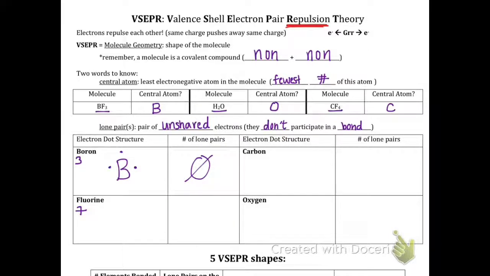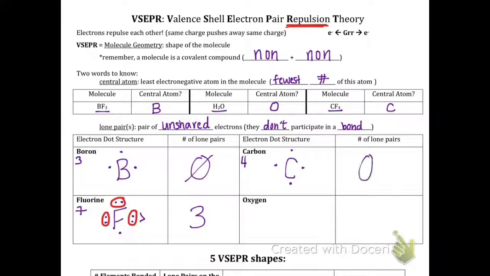So if I were to draw fluorine, it would be 1, 2, 3, 4, 5, 6, 7. Now if we look here, we can see that they have friends here, here, and here. So how many lone pairs do we have? We have 3 pairs of unshared electrons. Remember, they have to come in a pair like this. All right, carbon's in the 4th column, so it's 1, 2, 3, 4.